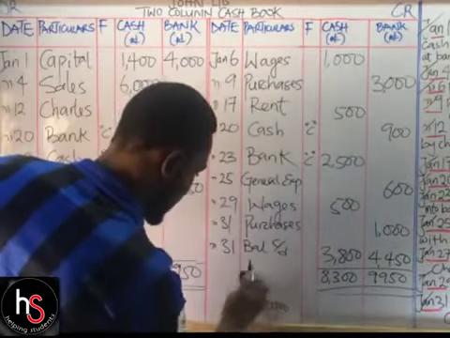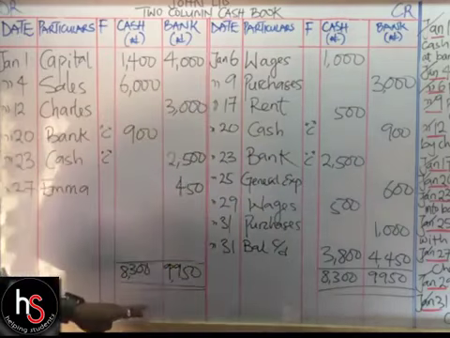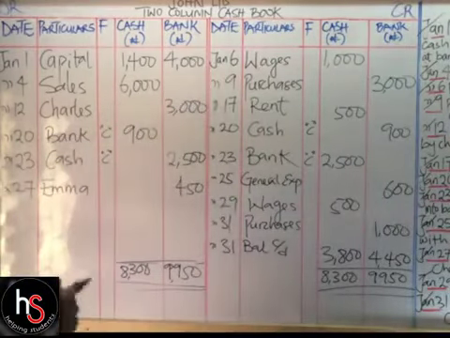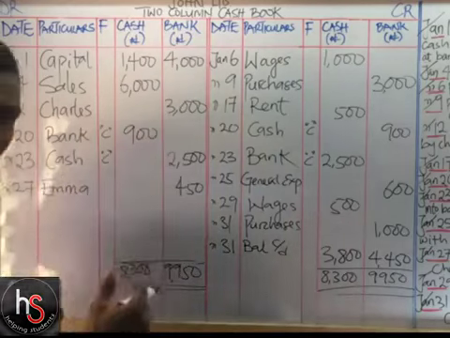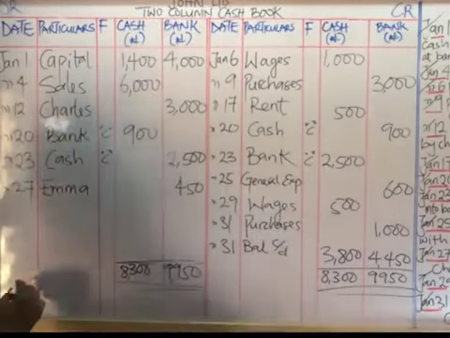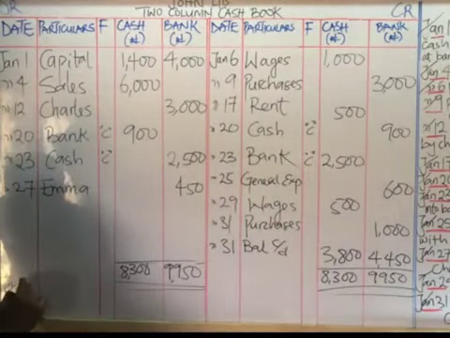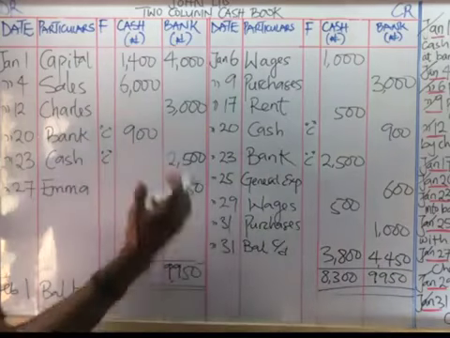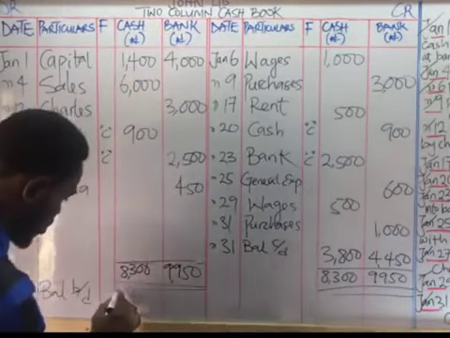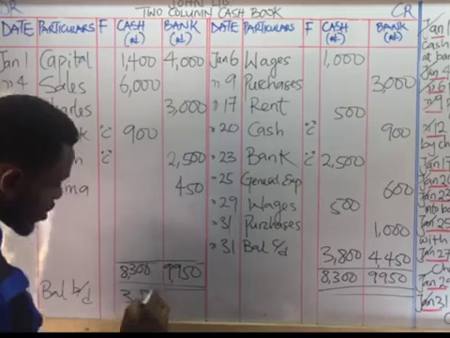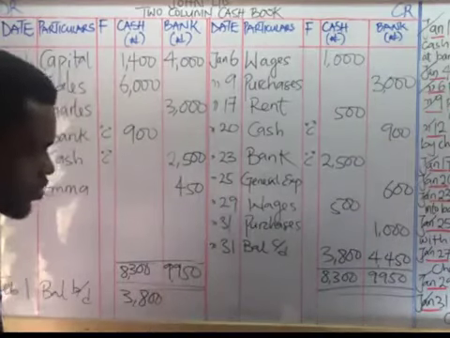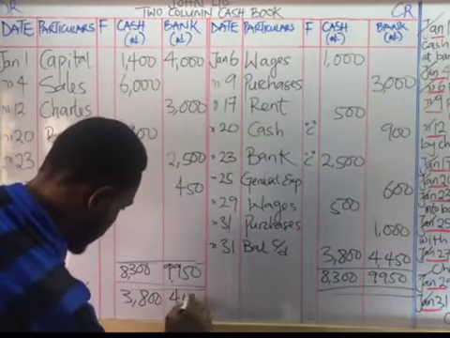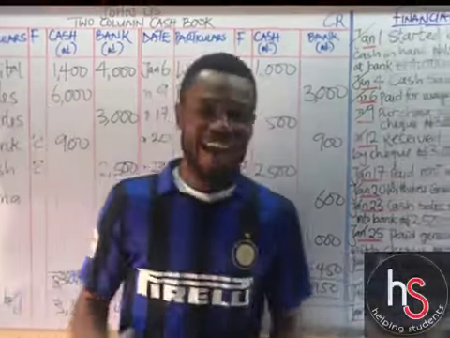Then we'll come over to the debit side. Coming over to the debit side, we'll write the first date in the next month, which is February. So we have February 1st. Balance BD, which is our balance brought down. It's how much? 3,800 and 4,450. Okay, and that is it.